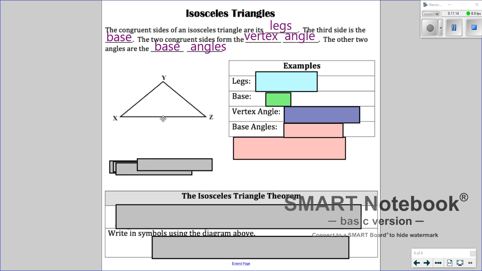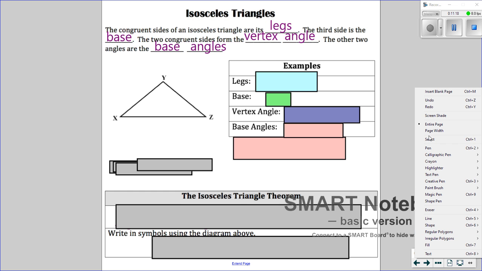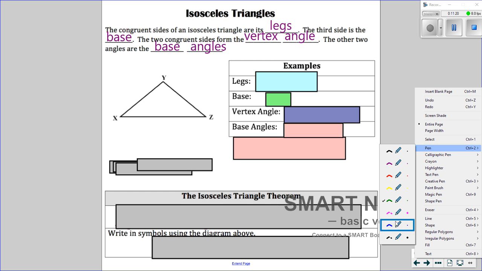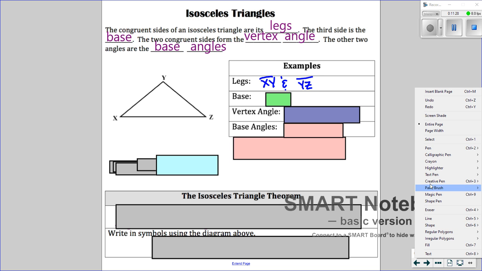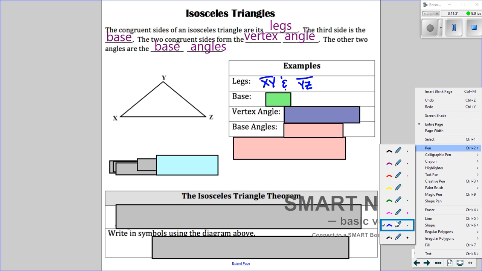So we're using this diagram, the legs, and I'm going to mark them based on the color that I'm going to use. So the legs are XY and YZ. And I'm going to mark that in blue.